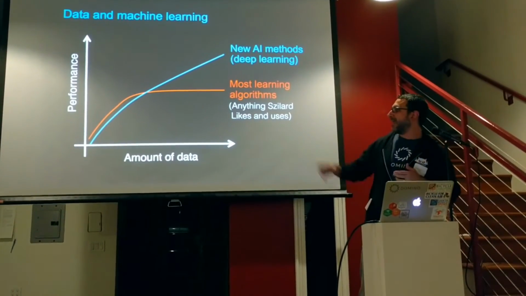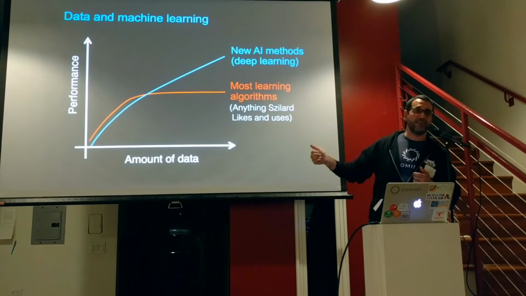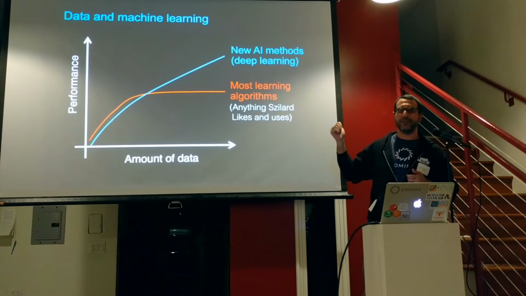It is his claim that as the amount of data increases exponentially, the performance of deep learning neural networks is going to outperform most machine learning algorithms. This is a slide that he has shown at the Bay Area Deep Learning Meetup.